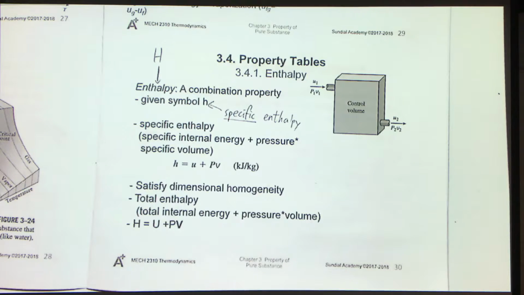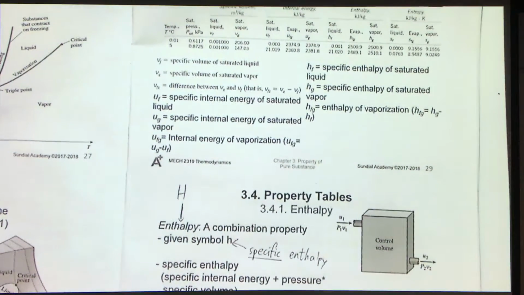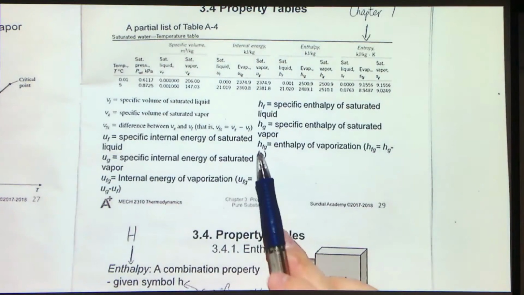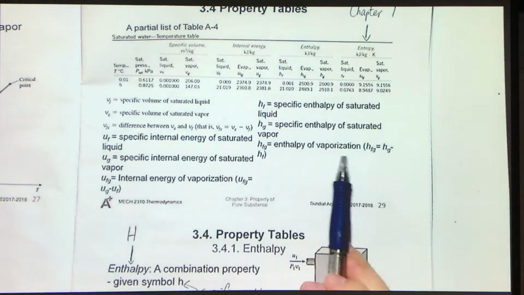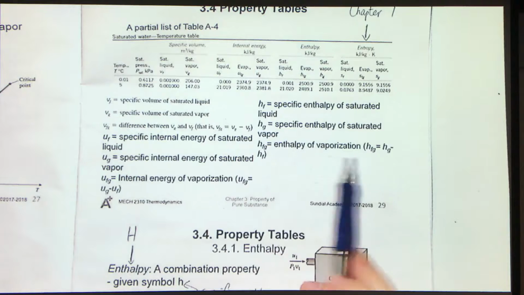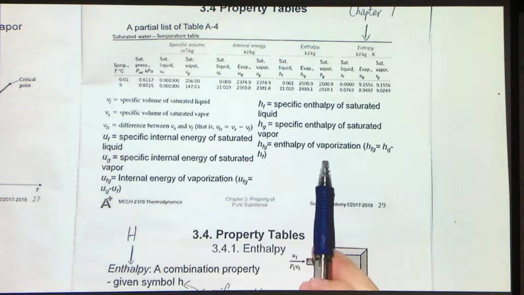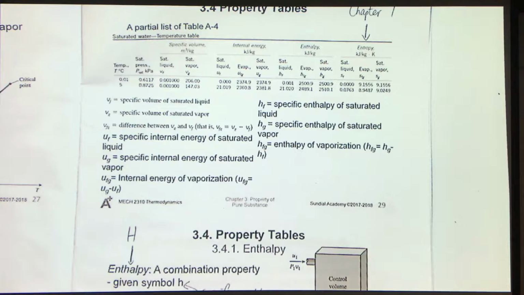So here I need to talk about that. This hfg is the enthalpy of vaporization. Or you can say that it's a specific latent heat of vaporization, because the specific latent heat is calculated for the constant pressure heating process or constant pressure cooling process. So here we will use enthalpy to represent this, because we are performing that process in a constant pressure manner.